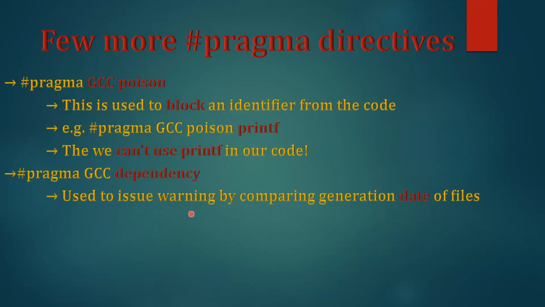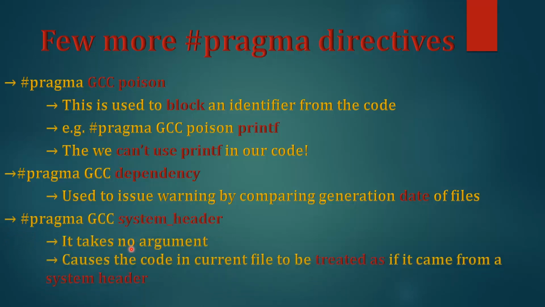This is used to issue a warning by comparing generation dates of files. If our code is including more than one file and we want to compare which file is outdated or which file is newer than another file, because sometimes we want the older file to be regenerated when we are doing a fresh compilation. So it will issue a warning that one of the files is outdated and it needs to be recreated before initiating the compilation process. Another one is pragma GCC system header.